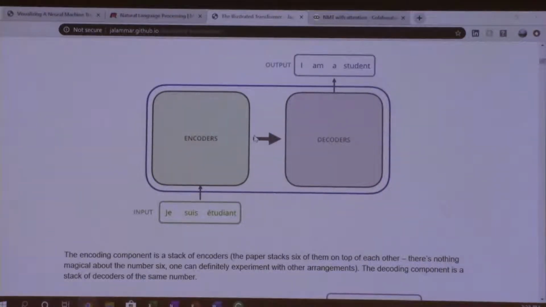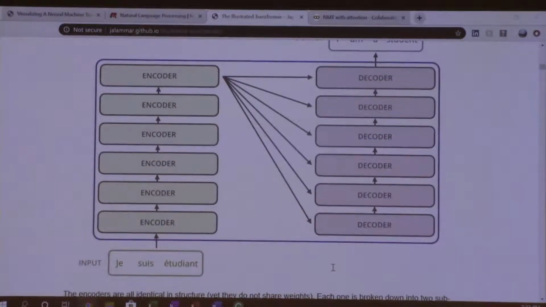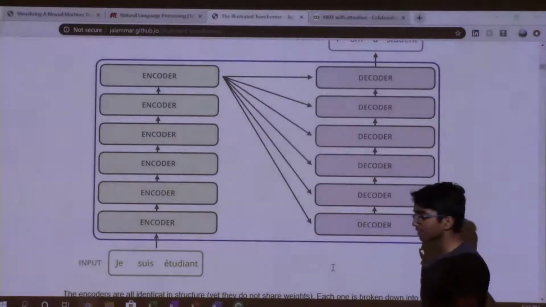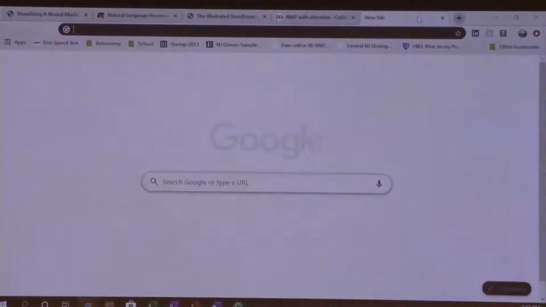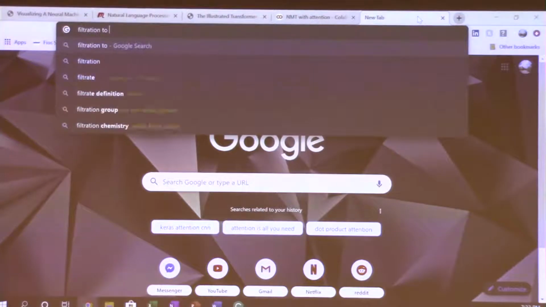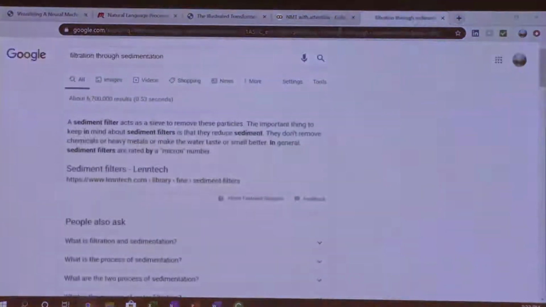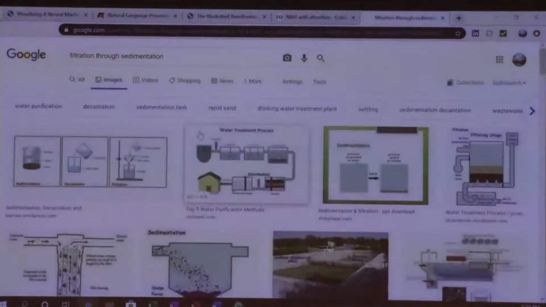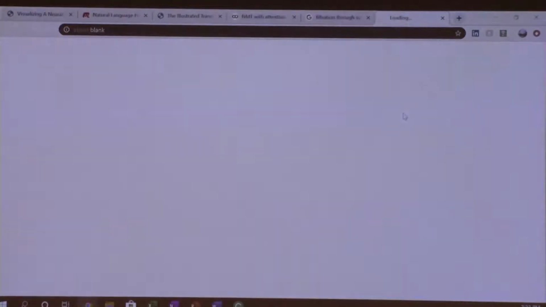But transformers go crazy in that they have 6 encoders and 6 decoders. What? How does that make sense? You have your input, and you can think about this as, okay, we learned about this in like 5th grade science, but it's like sedimentation, like filtration to sedimentation. Whatever. Yeah, let's go with that. This makes so much sense.